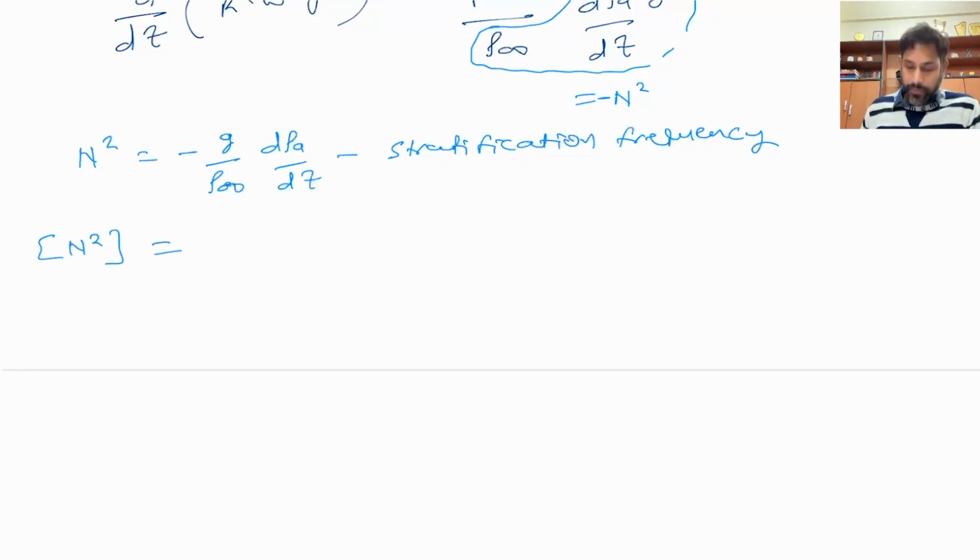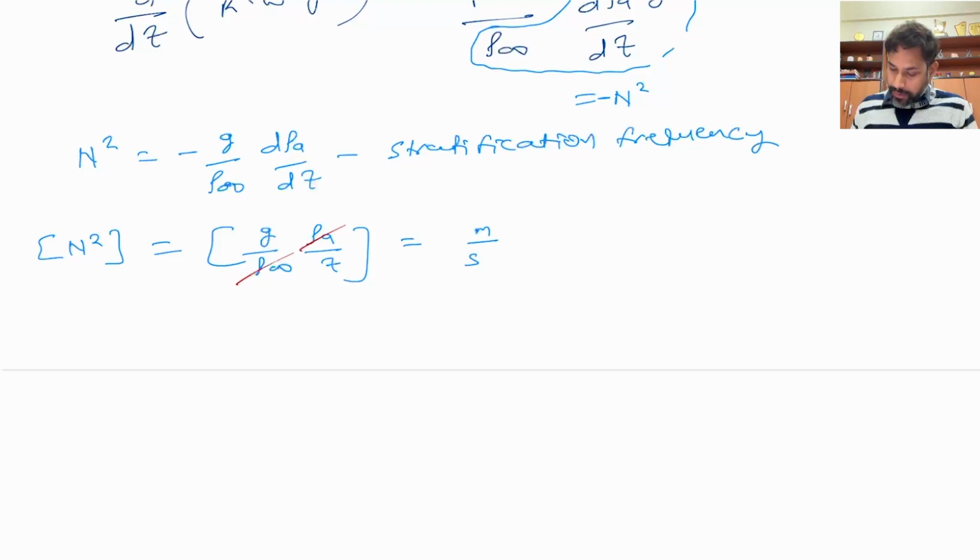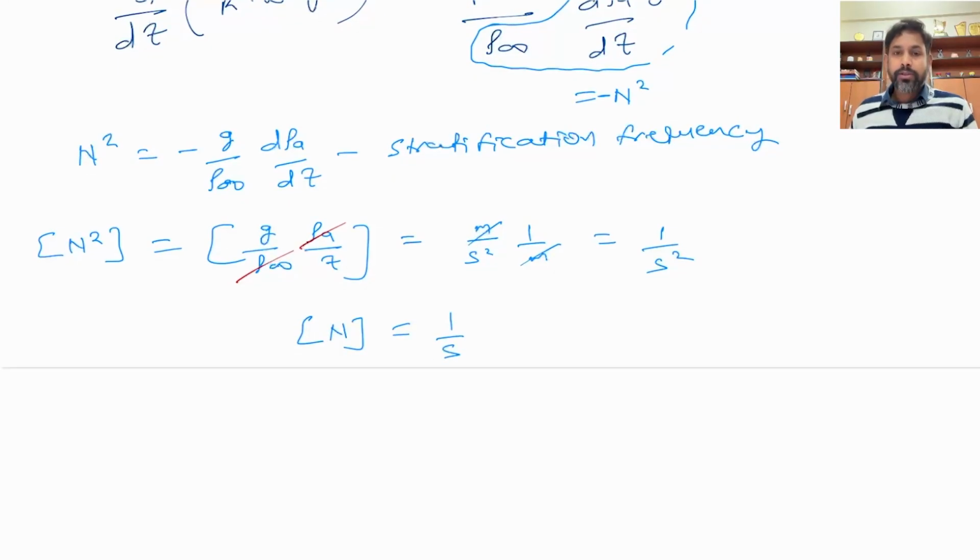And if you want to find what is the unit or dimension of n square, we can quickly do rho a by z. So for rho a it will simply cancel, and g is meter per second square, and z is already in meter, so this cancels. So basically 1 over second square, and that is why your n is 1 over second. Okay, and that's why this is called frequency, stratification frequency, because its unit is 1 over second, or per second.